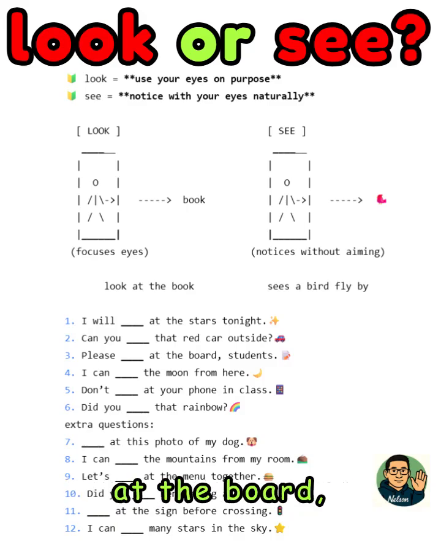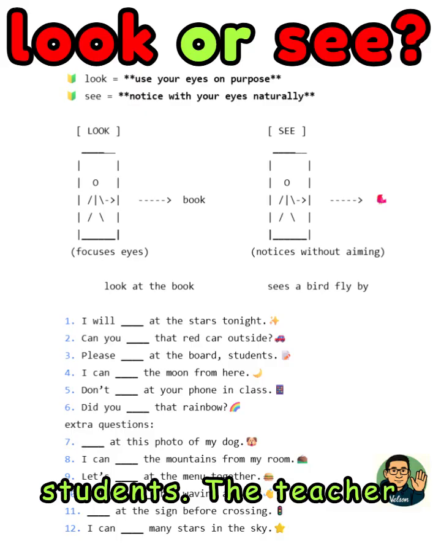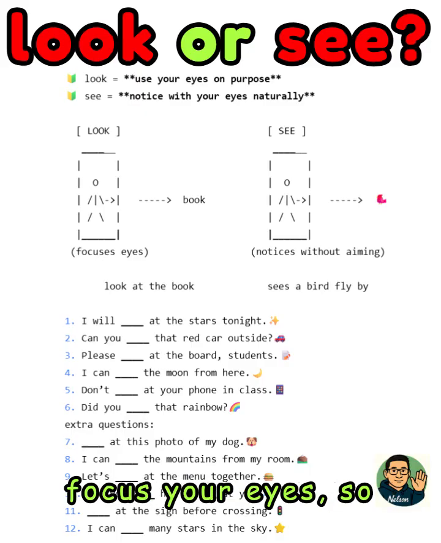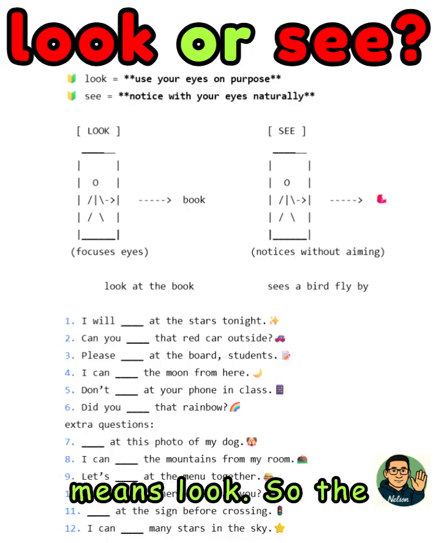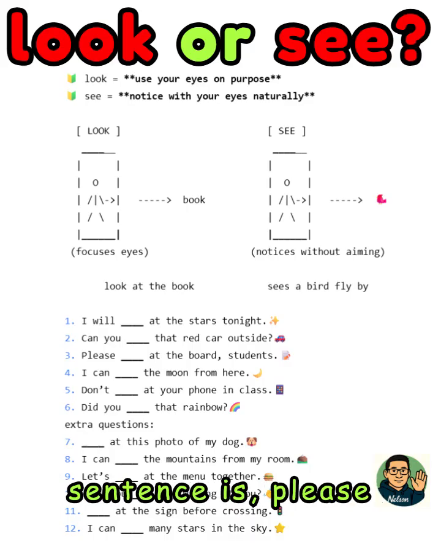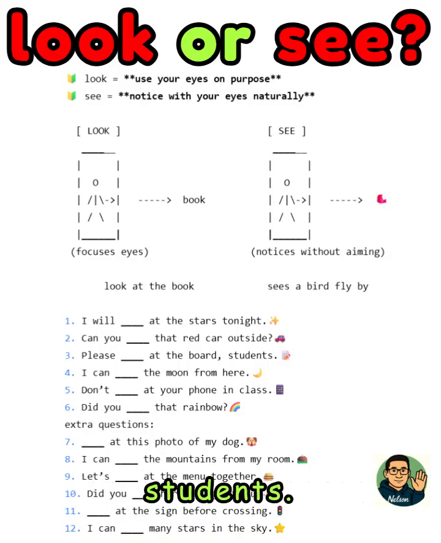Please blink at the board, students. The teacher is asking you to focus your eyes, so it's on purpose. That means look. So the sentence is please look at the board, students.